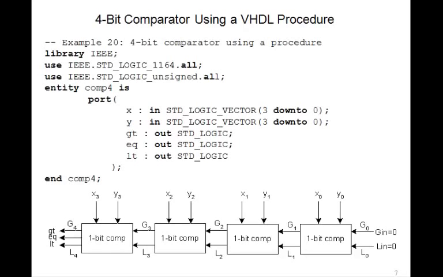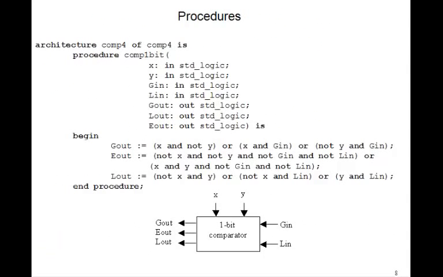We're going to make a 4-bit comparator. X is 3 down to 0, x3, x2, x1, x0. Y is the 4-bit input, y3, y2, y1, y0. And then the outputs are greater than, equal, or less than. So, here's how you do it.